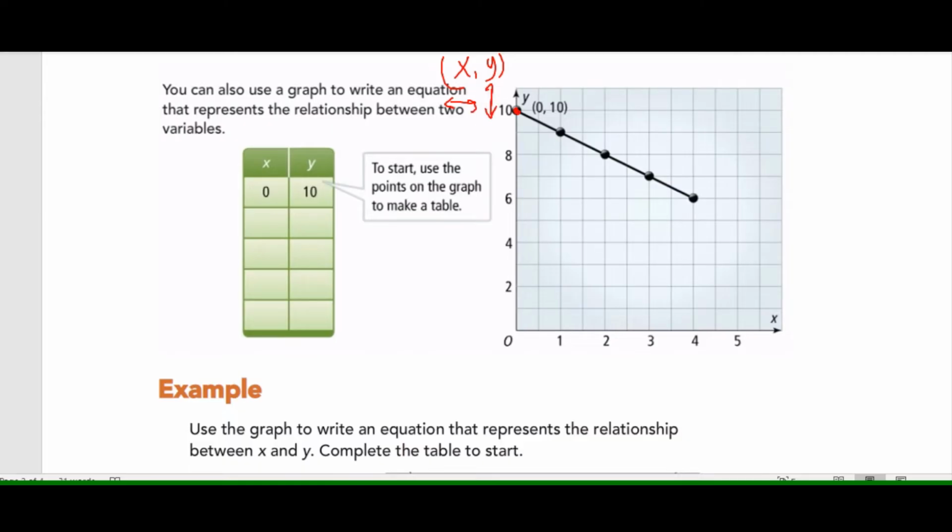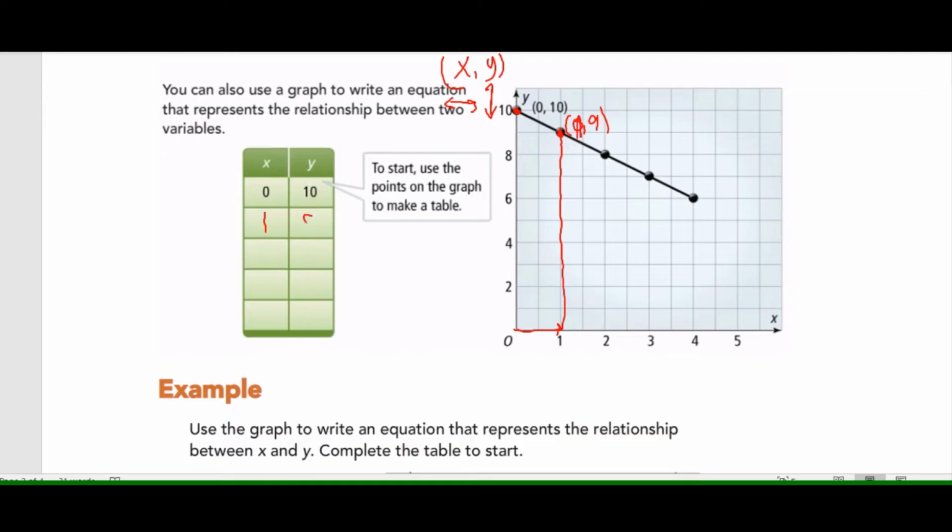So when x is 0, we will not move left or right along the x-axis. We will move up to 10. So the x coordinate is 0, the y coordinate is 10. Now we need to get this other ordered pair here. If we start at the origin (0, 0), we have to move to the right 1 unit, so the x coordinate is going to be +1. And then we have to move up 9 units.